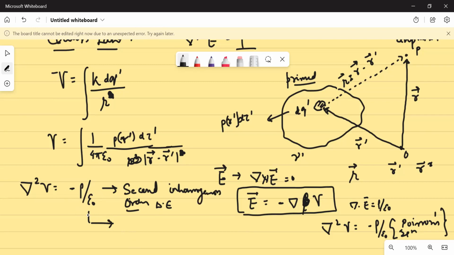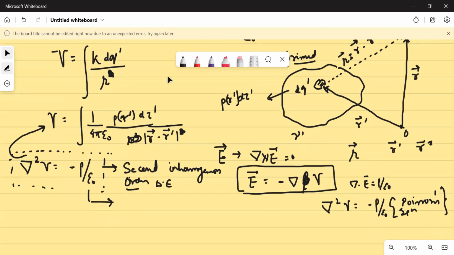And here you can find that there's a function on the right hand side, and this function is your forcing function, or you can say your non-homogeneous part. So basically, you can treat this particular differential equation as an inhomogeneous differential equation. This inhomogeneous differential equation, when solved, gives you this answer, that is, V is equal to the integral of 1 upon 4 pi epsilon naught, rho r dash d tau dash, divided by the modulus of r vector minus r vector dash. I hope till now everything is clear.